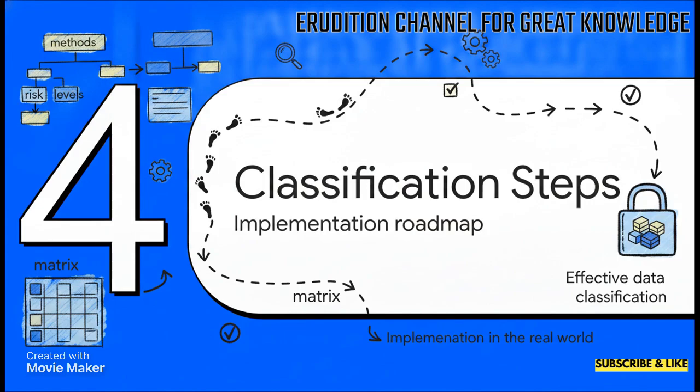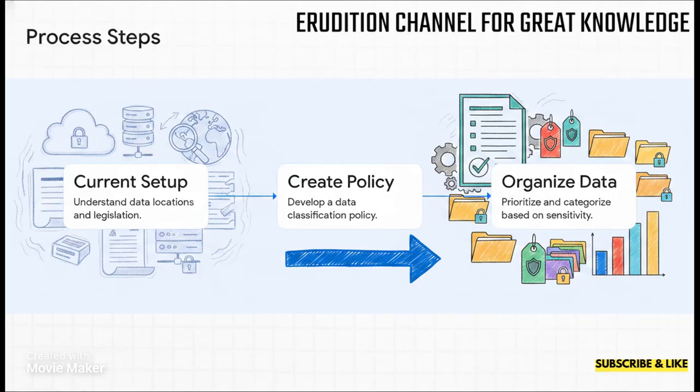Which brings us to part 4, the classification process steps. Here is your implementation roadmap. Implementing this effectively really requires a clear 3-step roadmap. Step 1. Understanding your current setup. Honestly, before you can classify data, you absolutely must know what data you actually have. Taking a comprehensive look at the location of your organization's current data and any applicable legislation is definitely the best starting point. Step 2 is priority number 1 for compliance, the creation of a data classification policy.